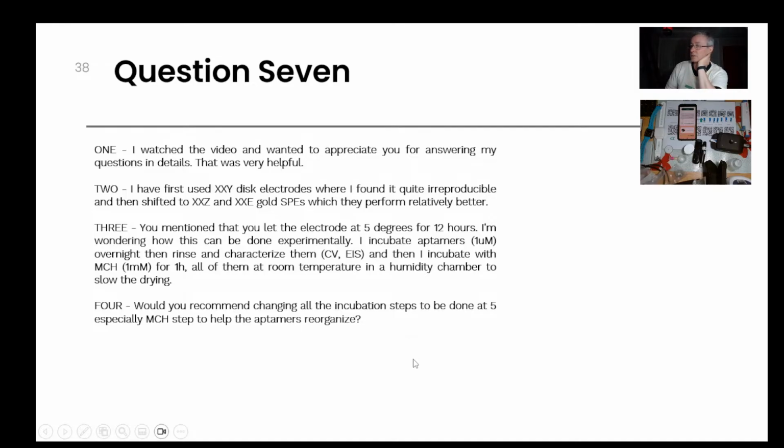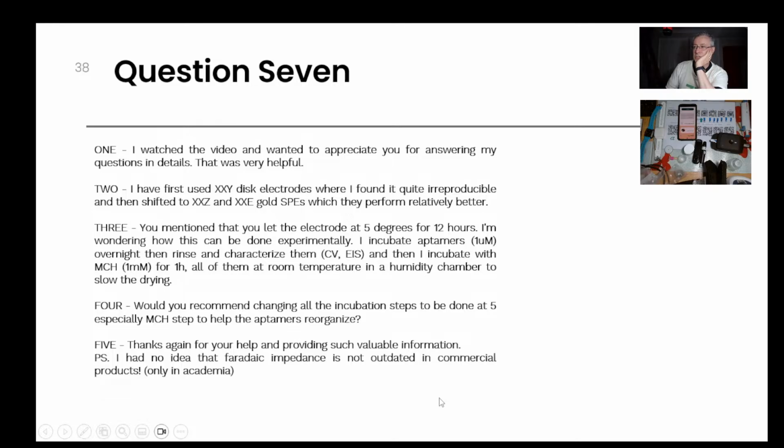So the quick answer is that we would be doing the deposition of MCH and the aptamer at the same time and putting that in the fridge at 5 degrees C for 12 hours to let the molecules arrange themselves. When I first started doing this kind of work on a commercial product in California 15 years ago, that's when I realized this incubation was important. I must admit, the fact that we do it at 5 degrees Celsius is just a trick and a tip that I've picked up over the years, but that would be my recommendation. And I appreciate the feedback as well.